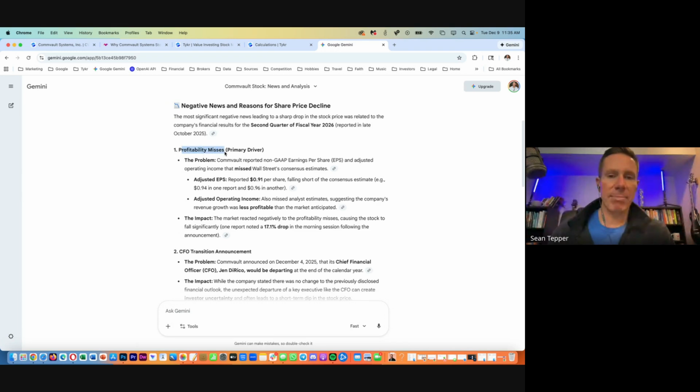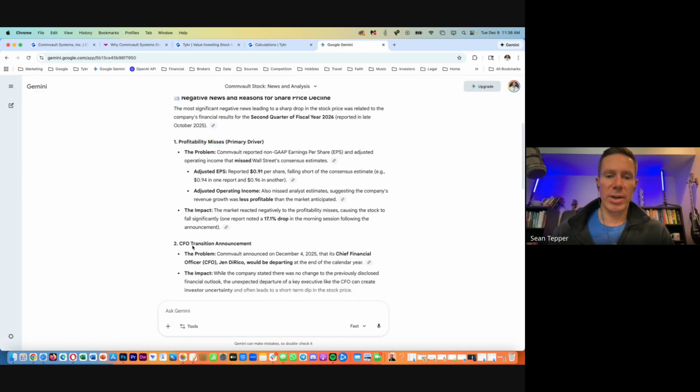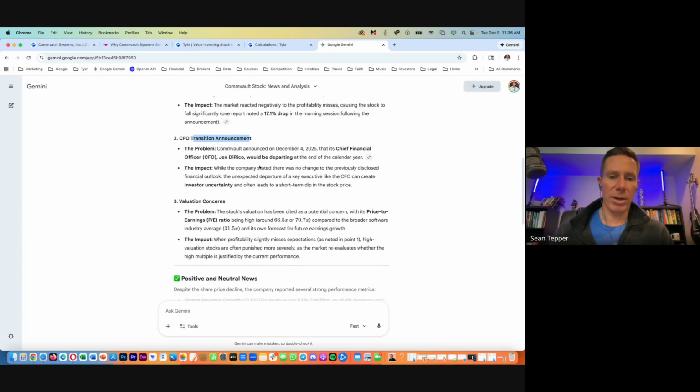Profitability misses. Yep, that's what we highlighted earlier, that EPS declining. CFO transition. Yep, we found that pretty quick. Valuation concerns. Whenever you see, and if you read the onboarding within Tykr, looked at the calculations, P to E can be a misleading indicator, whether it's high or low. It can be good or bad, and that doesn't really help you with making a decision.